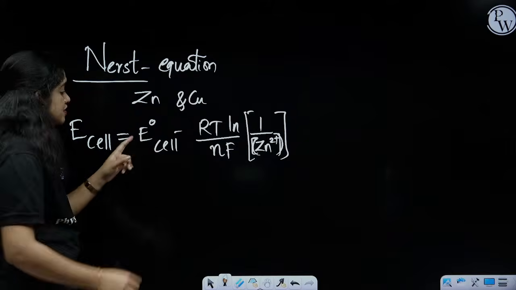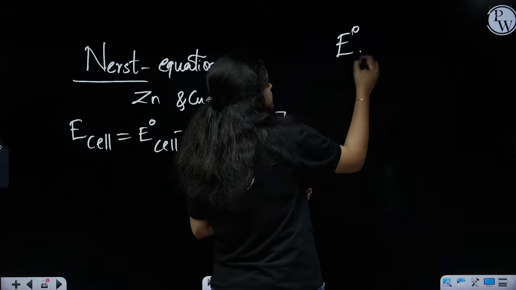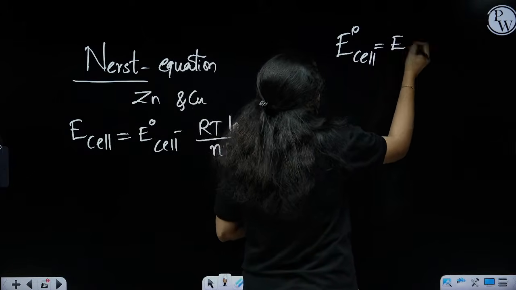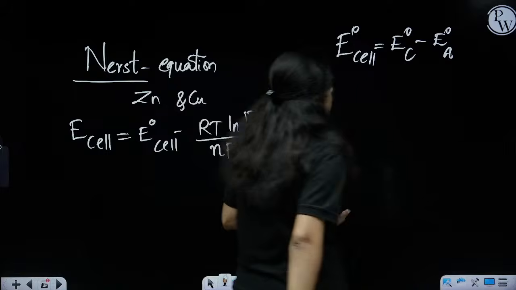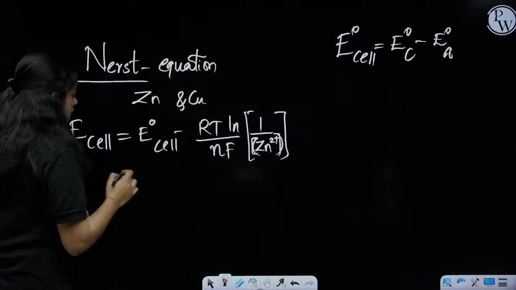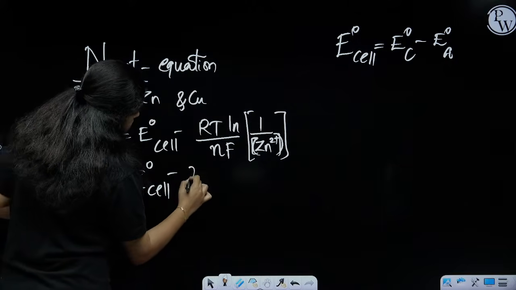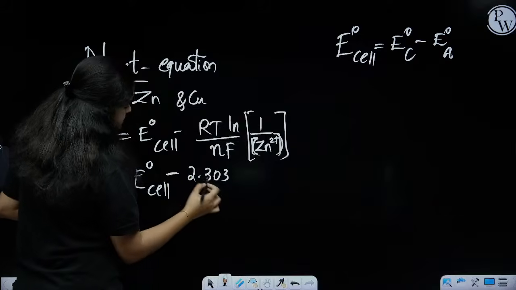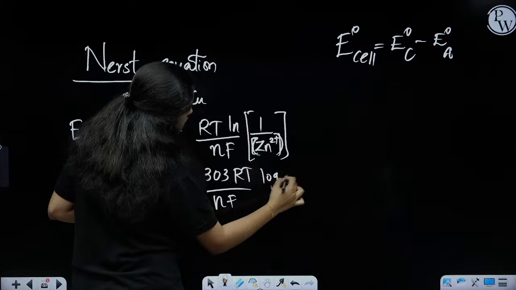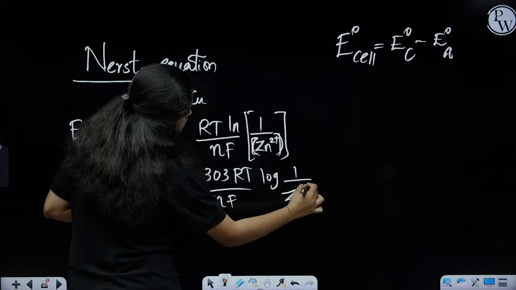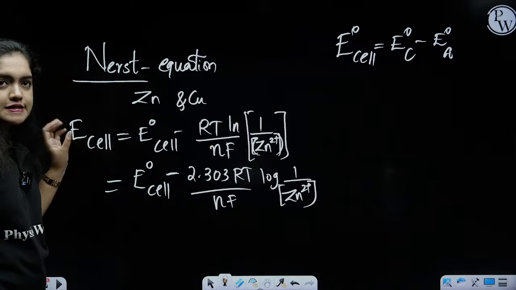What is E0 cell? E0 cell is the standard electrode potential. What will be the equation for standard electrode potential? E cell we know. So E0 cell is equal to E0 cathode minus E0 anode. Now I'm going to remove the ln by using the term 2.303: minus 2.303 RT by NF log 1 by Zn2+. So this is the equation for zinc.